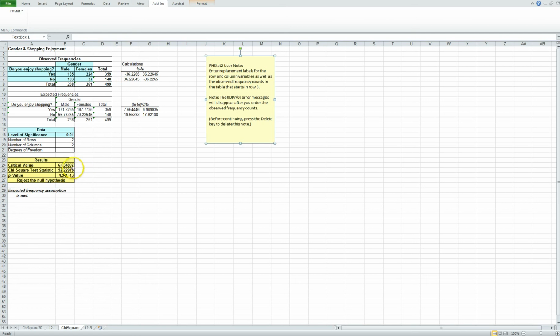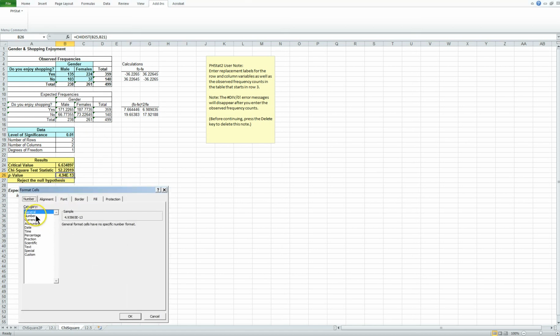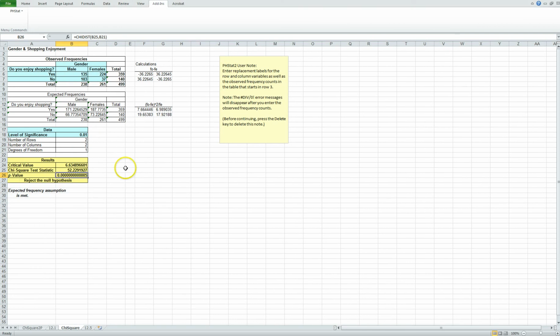Long end of the story here, it's telling us to reject the null hypothesis. And it gives us 3 pieces of important information. We got our critical value, our chi-square calculated test statistic, and our p-value. Now our p-value says it's 4.94 e minus 13, and you should know by now that means that there's 13 decimal points there. So you can format that number, change it to anything greater than 13, and there's our p-value.